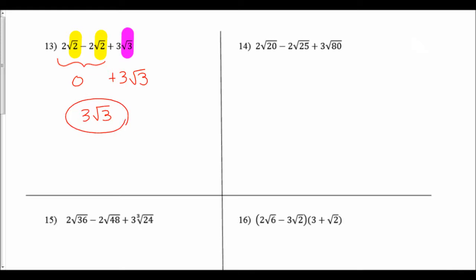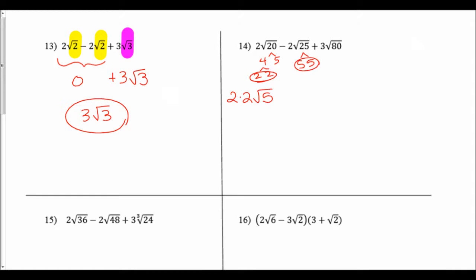In number 14, on initial inspection, it looks like none of these are like radicals because I have square roots of 20, square roots of 25, and square roots of 80. But first, I can simplify these. I can break the square root of 20 down. I had a 2 that was already on the outside. Then I'm going to group another 2 that I can take out and a 5 that's still left underneath.